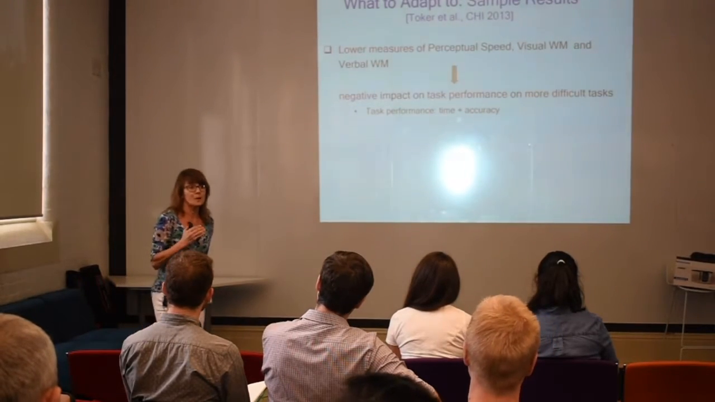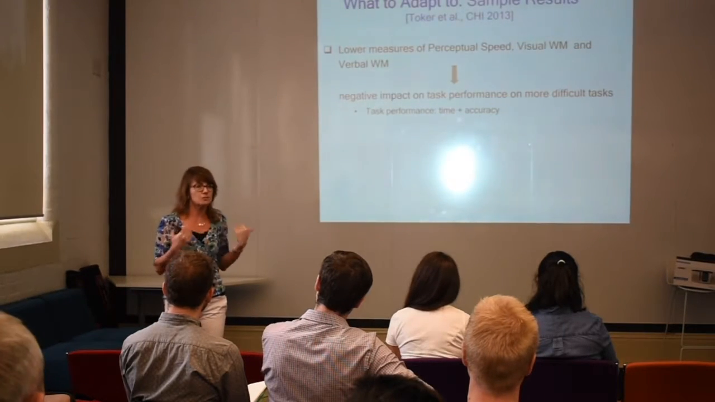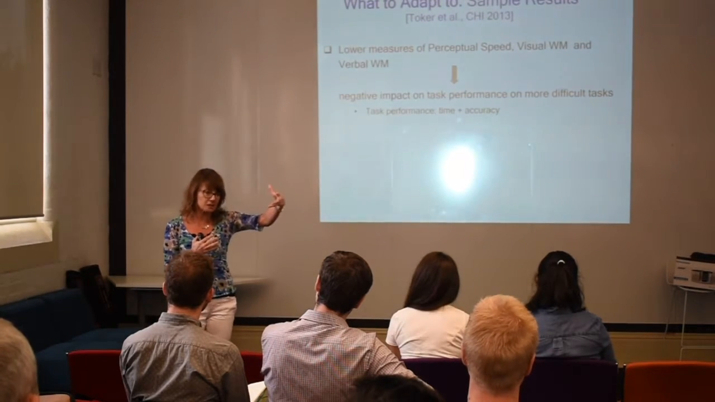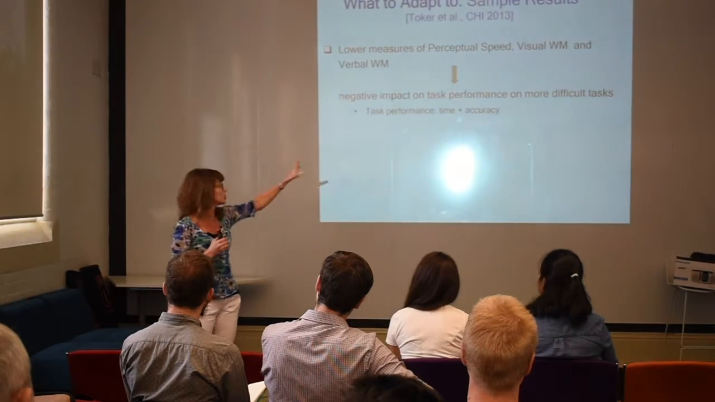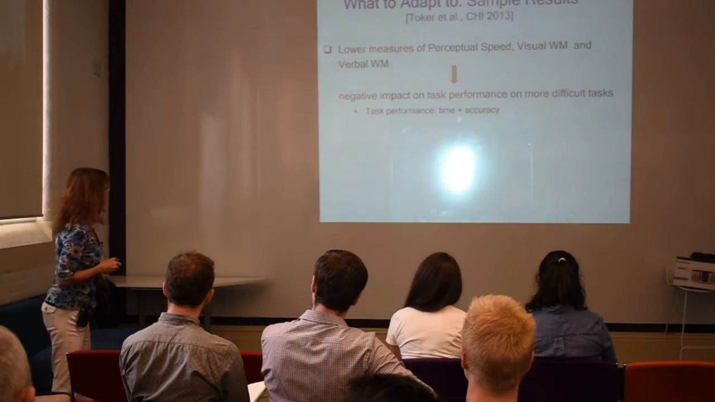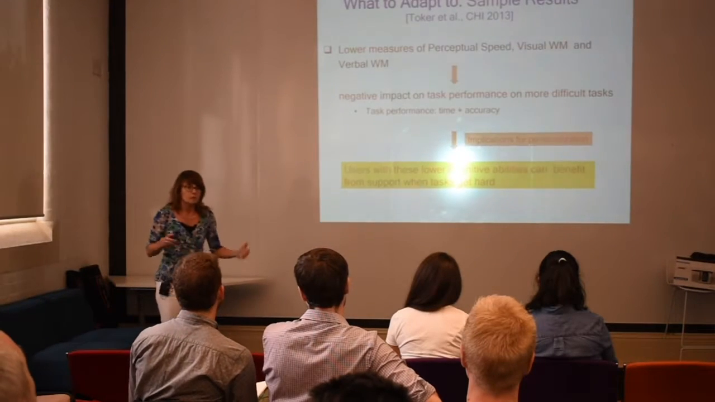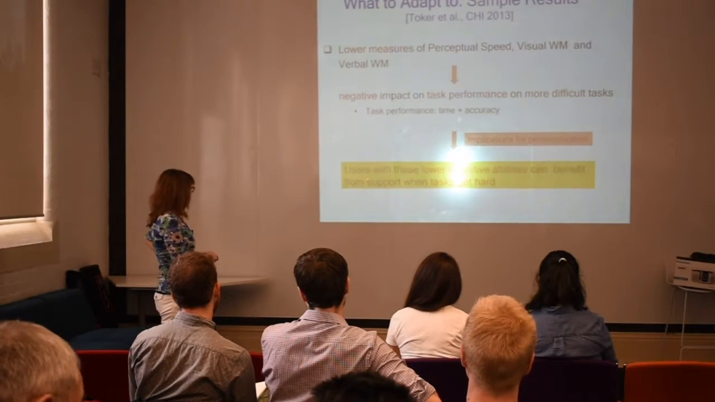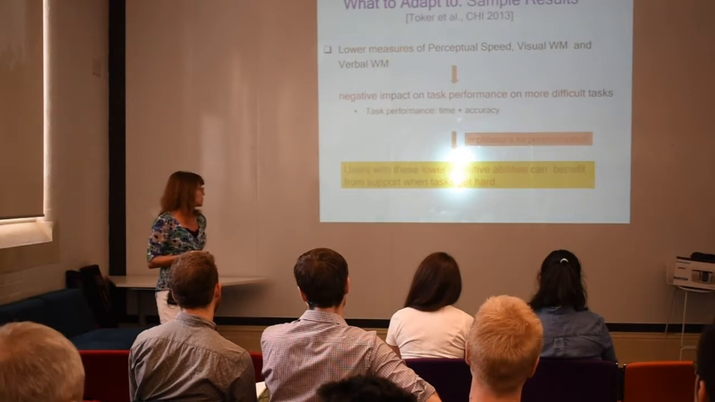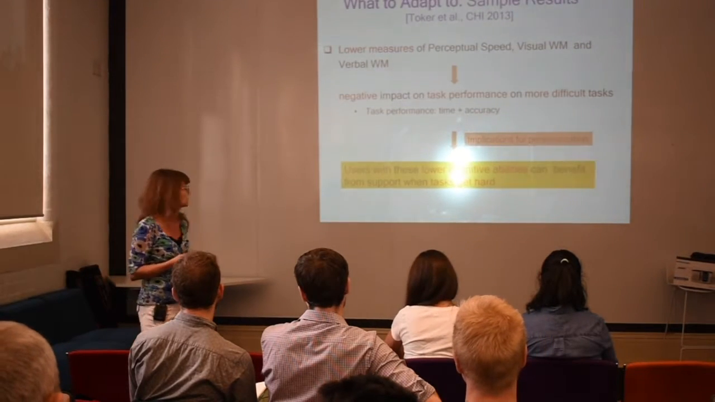And this happens when the tasks are more difficult. So when the tasks are of the easy type, these individual differences don't make a difference. They kind of perform all the same. But when the tasks get difficult, that's when measures for these perceptual abilities start having an effect, okay? So what's the implication for personalization? Well, at this point, it seems that users with lower cognitive abilities, these 3, can benefit from support when the tasks get hard, okay?